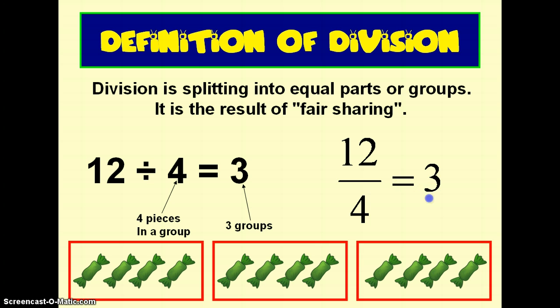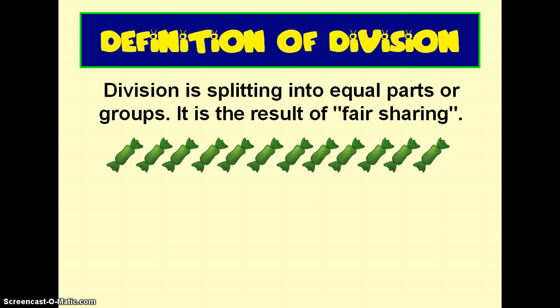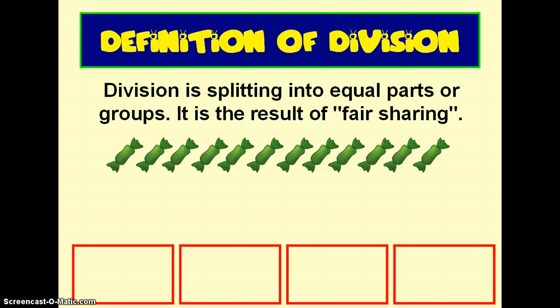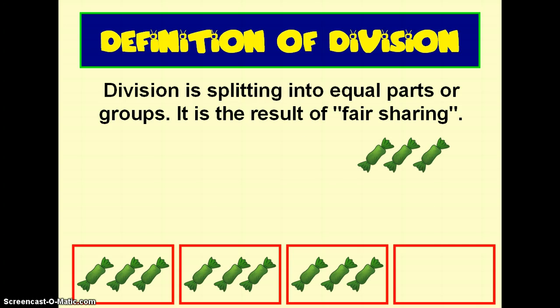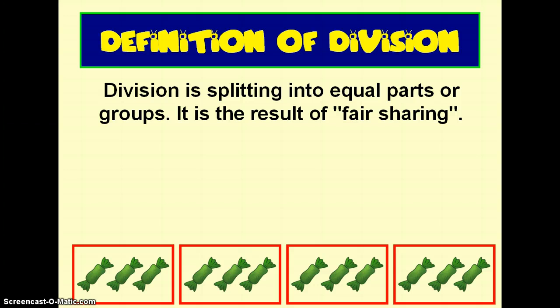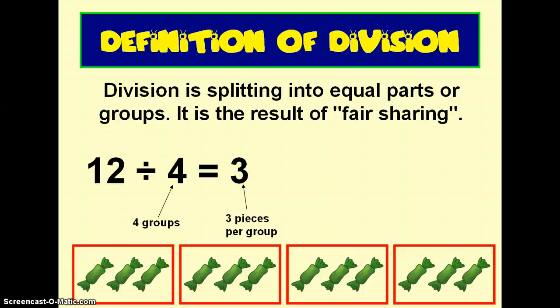Here's another way of looking at division. I've got those original 12 candies, and I want to separate them into 4 groups. How many candies will be in each group? Well, let's do that. I get it separated out. If I have 4 groups and I take 12 candies and put the same number in all 4 groups, I wind up with 3 candies in each group.